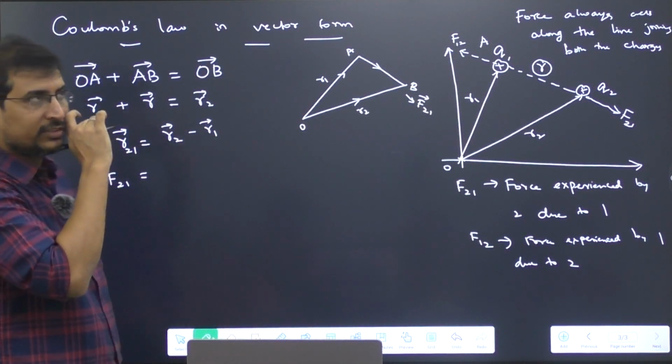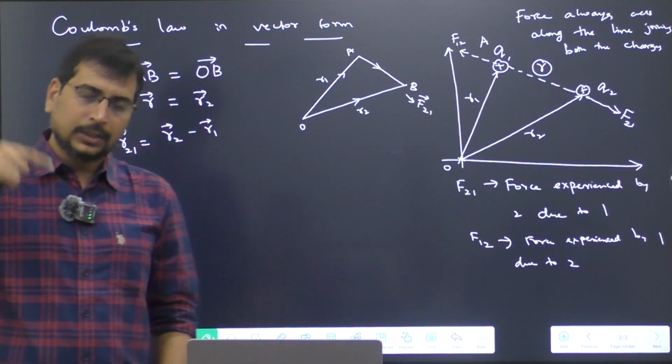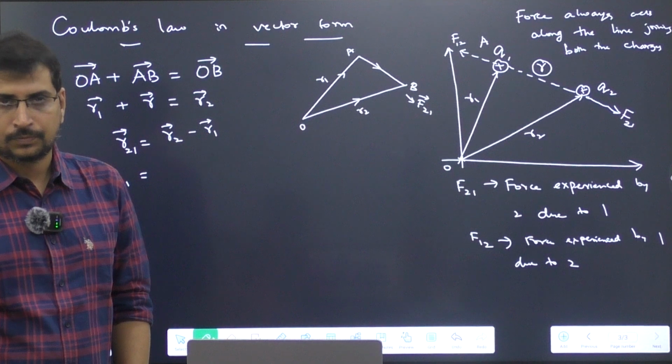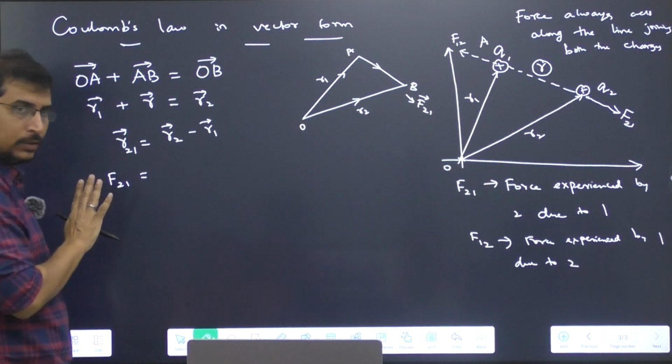So at this point, I want to stress upon whenever I deal with vectors, first I'll concentrate only on the magnitude. Then only I'll start taking my heed for direction. Okay. So F21, I didn't put any vector symbol on top of it.